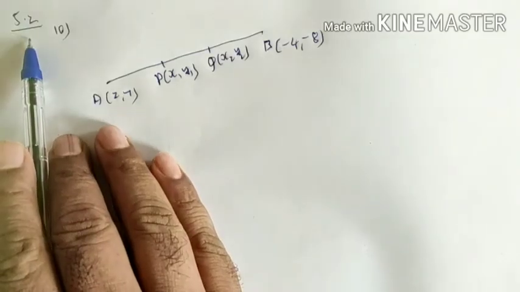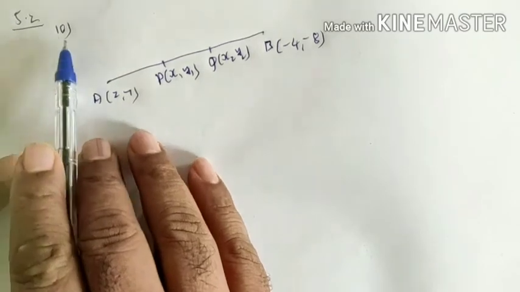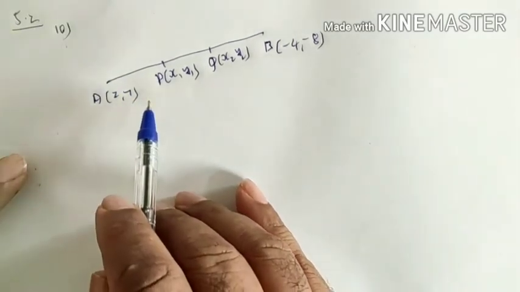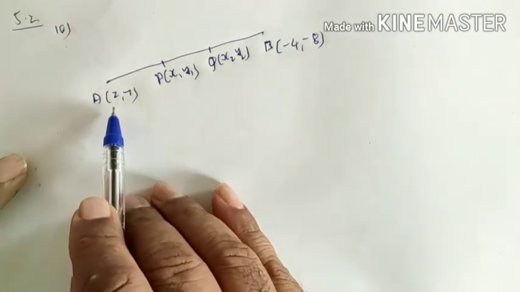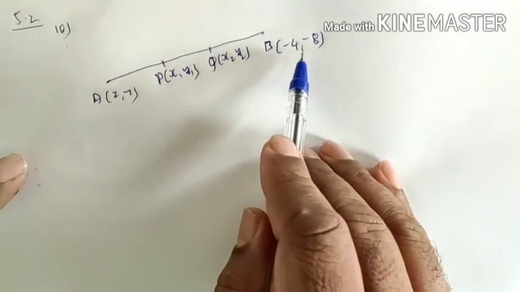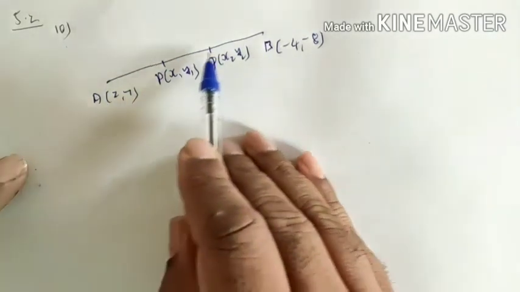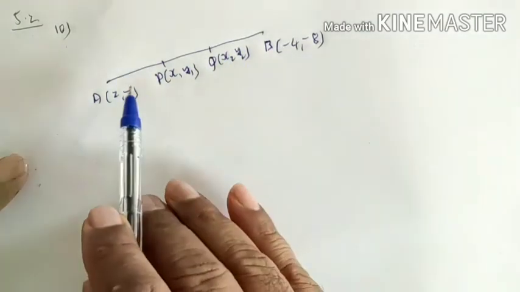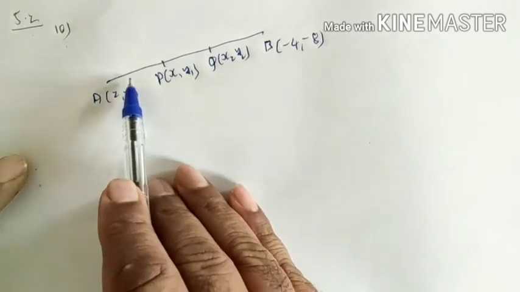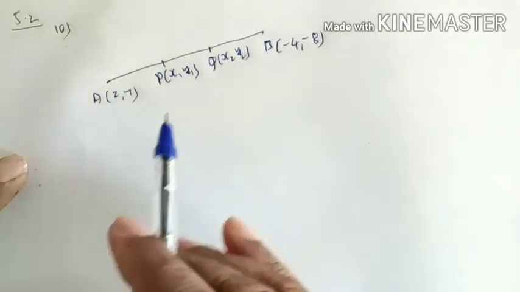See, practice set 5.2, question number 10. Find the coordinates of points of trisection of the line segment AB. Coordinates of A is given (2, 7). Coordinates of B is given (-4, -8). We want to find the points of trisection. Trisection means dividing into 3 equal parts. See, let P and Q be the points of trisection of this segment AB.